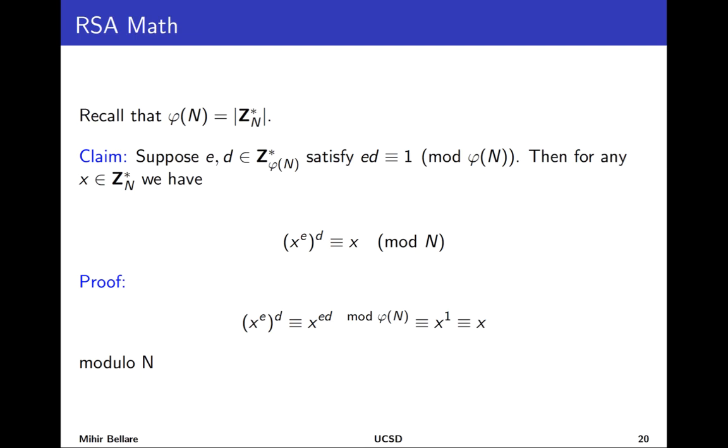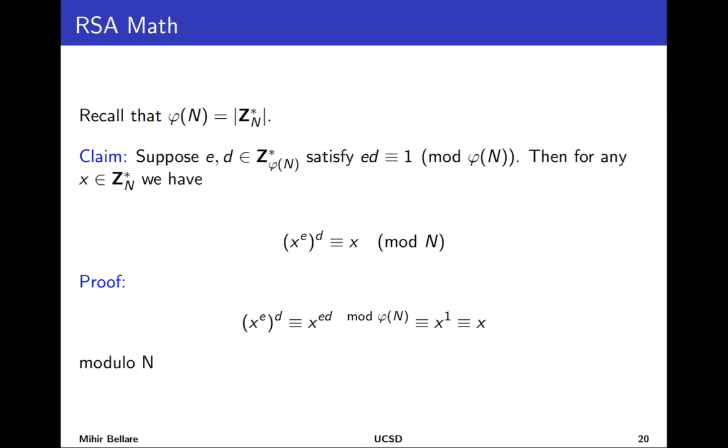When we worked with the discrete log problem, our main example was the group of integers modulo a prime, so Z star p, where p is a prime. For RSA, there'll also be a number, but it'll be a composite number, which we'll denote by n. So we'll be looking at Zn star as the main domain.